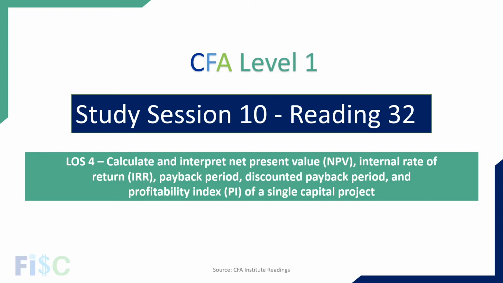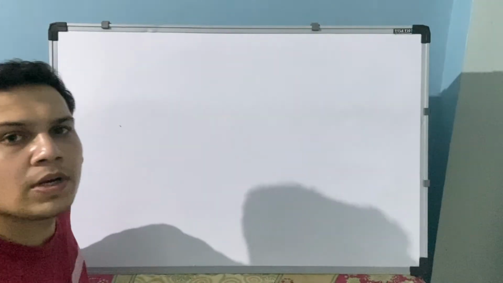Today we are going to study CFA Level 1 curriculum reading number 32 LOS 4. Here we will learn how to calculate and interpret net present value, internal rate of return, payback period, discounted payback period and profitability index of a capital project. So let's begin. Now we will discuss NPV.